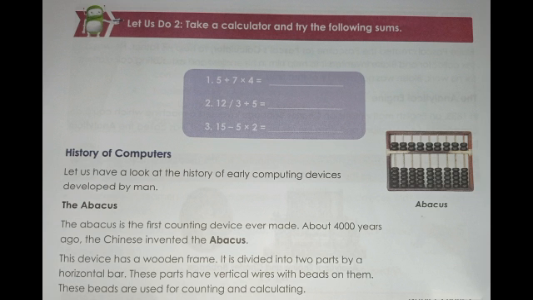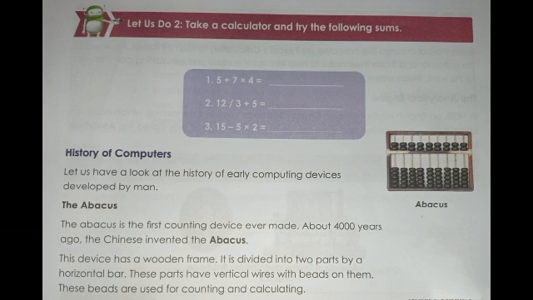Let us do this. Take a calculator and try the following sums. Number 1: 5 plus 7 into 4 is equal to? Number 2: 12 divided by 3 plus 5. Number 3: 15 minus 5 into 2.